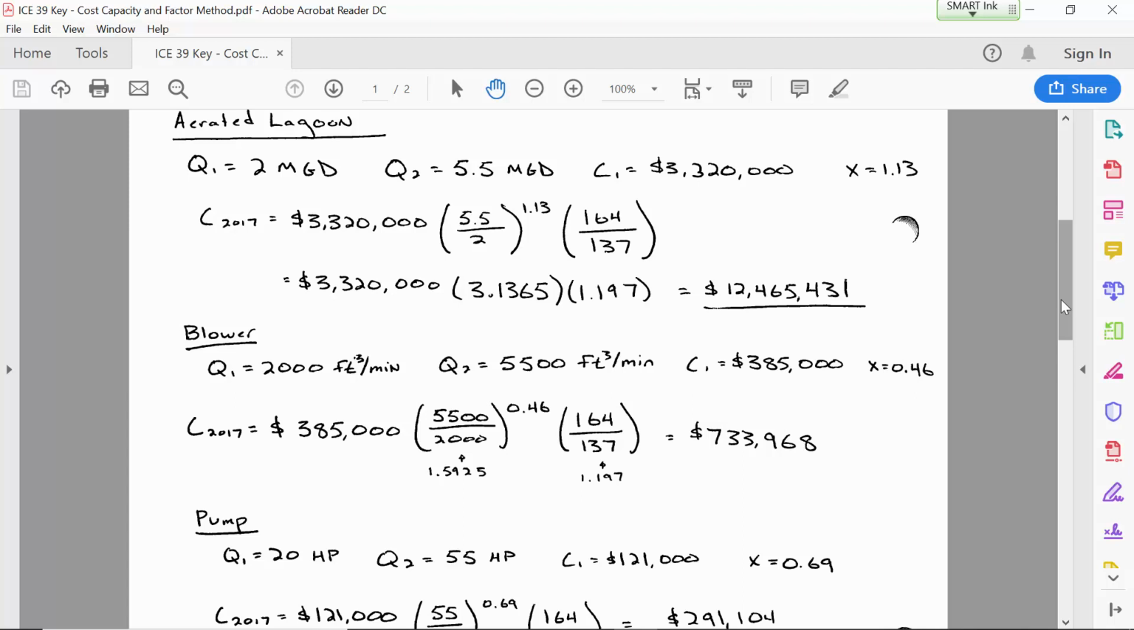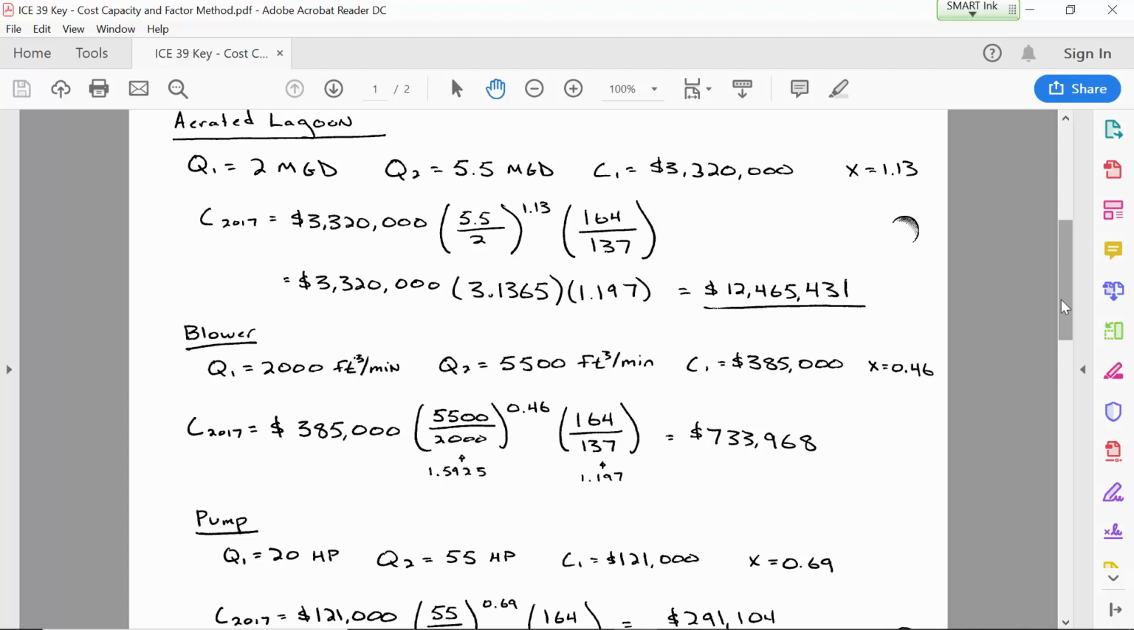All right, so in the case of the aerated lagoon, the one that we know about was $3,320,000. The one that we're going to be building in 2017, I guess I should update the dates on that one. This new one that's going to be built is going to be about $12.5 million, because not only is it going to be larger, and you get a penalty for increased size, this is a diseconomy of scale, but also it's being built in the future where costs are higher. So both of those factors are going to be increasing the cost of this new one that's built.